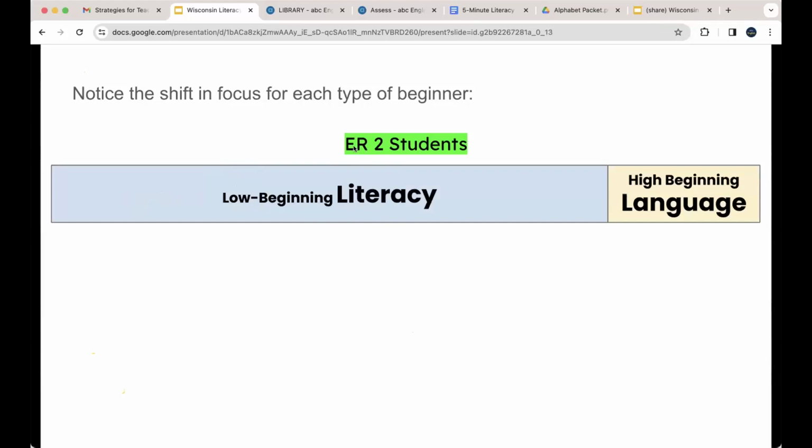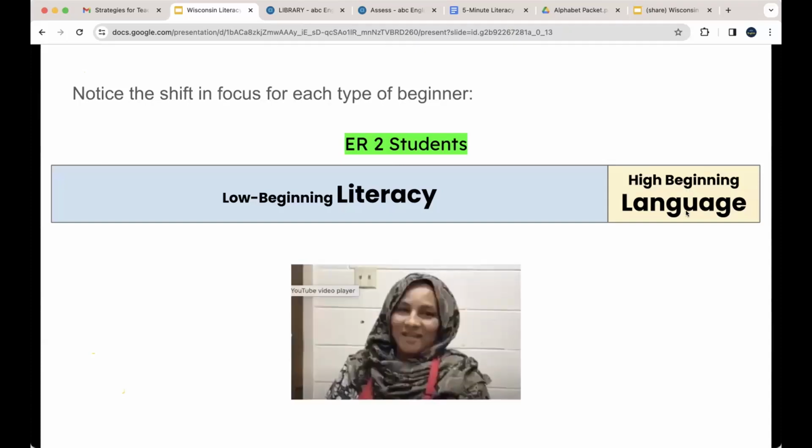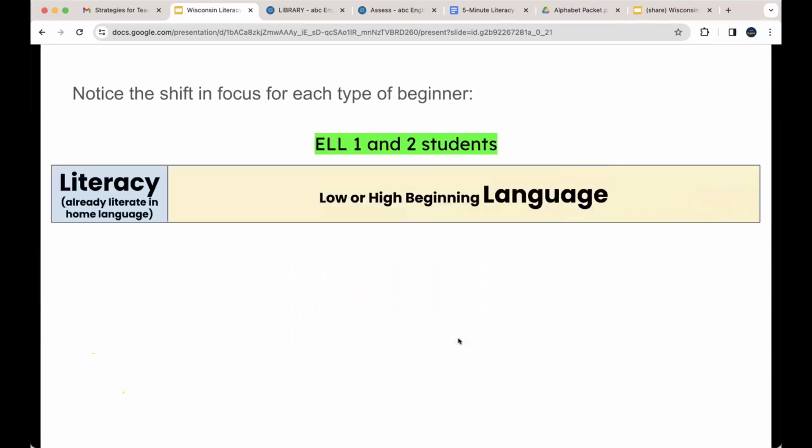In contrast, an ER2 student would need more focus, more attention with literacy, because that is that student's weakest area, and possibly a little bit less attention given to language development. Okay, that's maybe like this student. Okay, and then ELL 1 and 2 students, they don't need a lot of attention given to literacy. They're already literate in their home language. So the main focus of the lesson is going to be developing language.